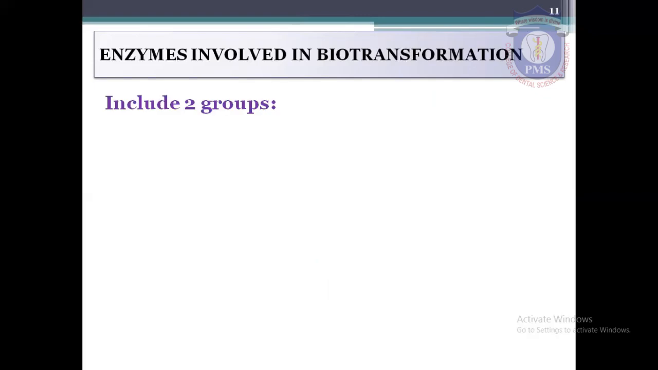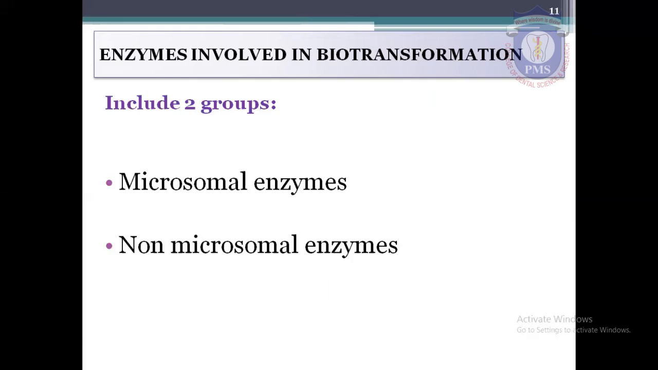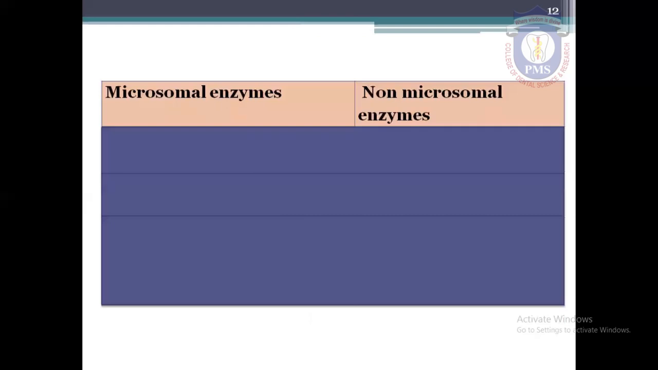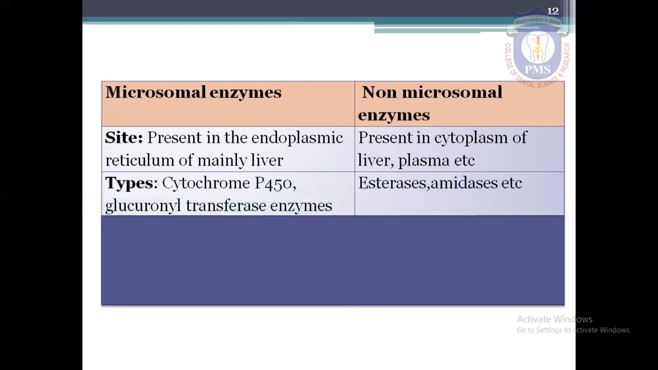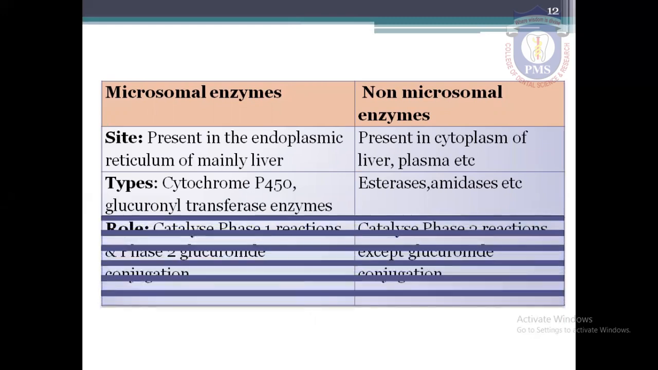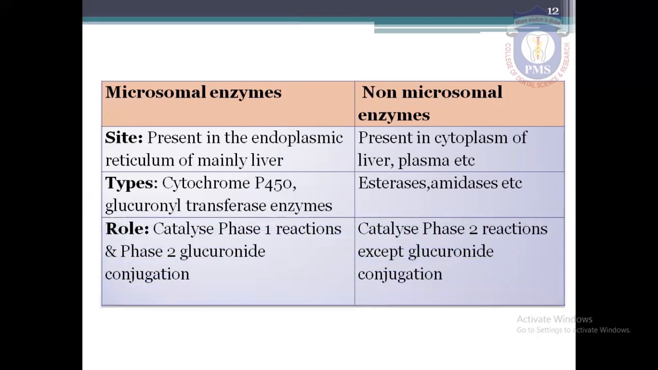The enzymes involved in biotransformation are of two groups, microsomal enzymes and non-microsomal enzymes. The microsomal enzymes are present on the endoplasmic reticulum of mainly the liver. Types of microsomal enzymes are cytochrome P450 and glucuronide transferase enzymes. They catalyze phase 1 reactions and phase 2 glucuronide conjugation reactions.